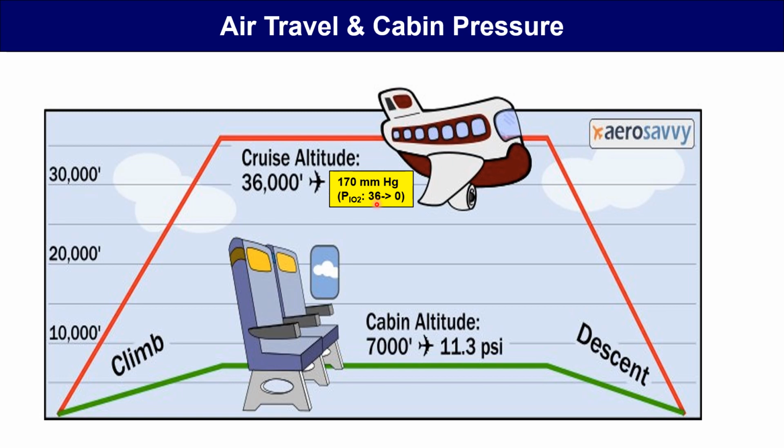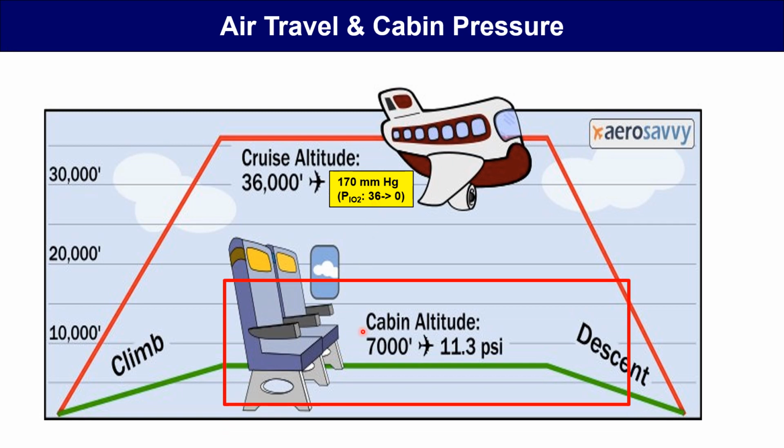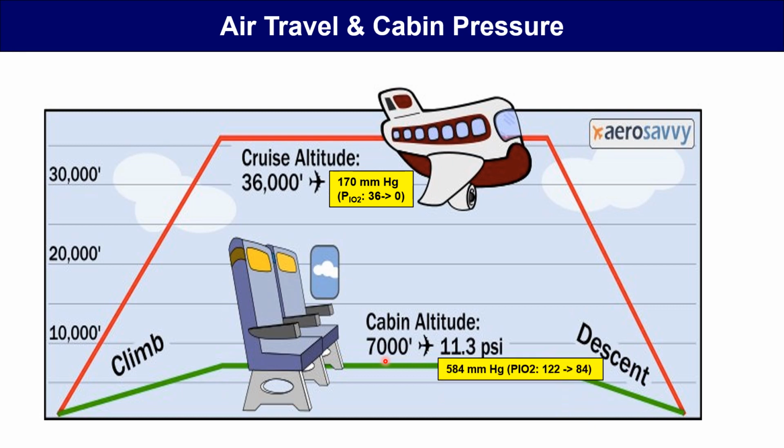So what will the airplane manufacturer do? They're going to pressurize the cabin pressure to 7,000 feet. And at 7,000 feet, the barometric pressure is 584, and consequently, the inspired oxygen tension is 122, and this is compatible with life.